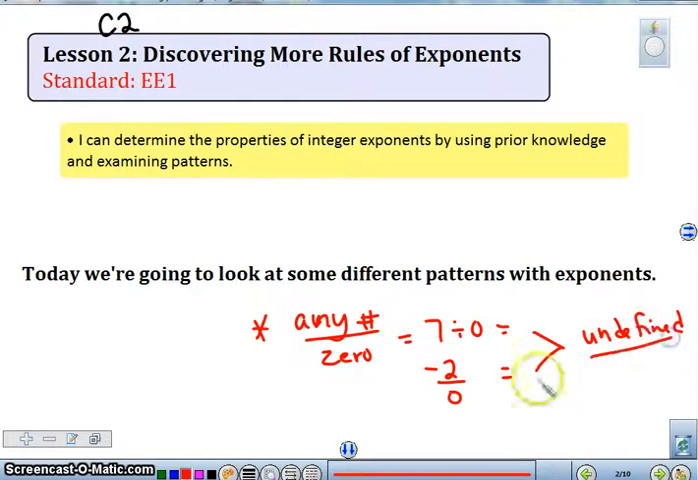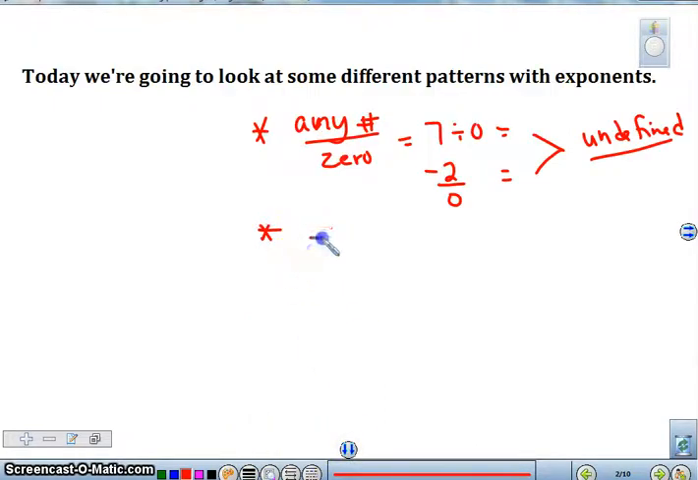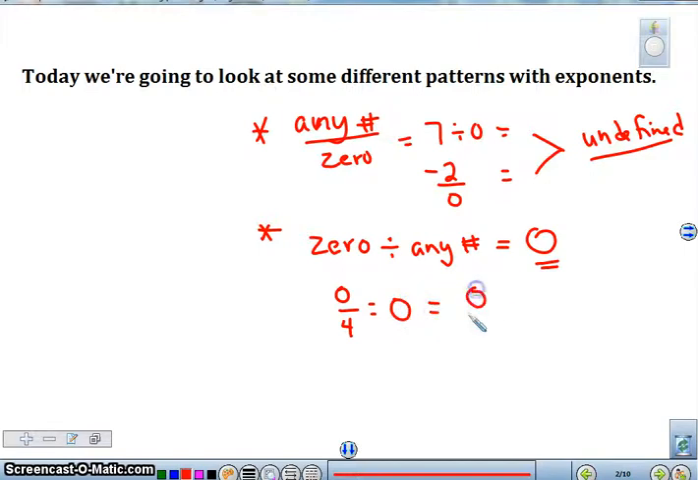It is undefined. Whereas, the other thing we also want to add to our notes is that if we take 0 and you divide it by any number, that will always equal 0. If I take 0 and divide it by 4, I get 0. If I take 0 and divide by -3, if I take 0 and divide it by 1.8, all of those will be equal to 0. So making sure you know the difference of those and you have that in your notes.